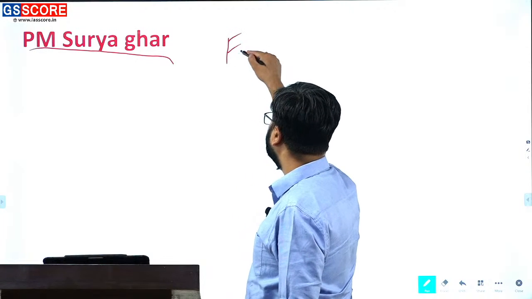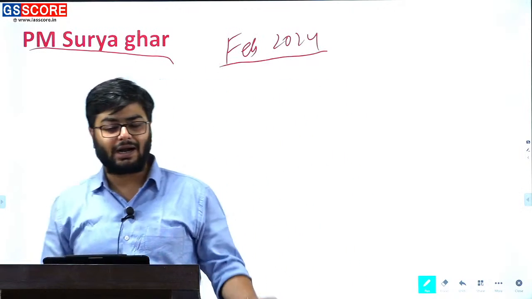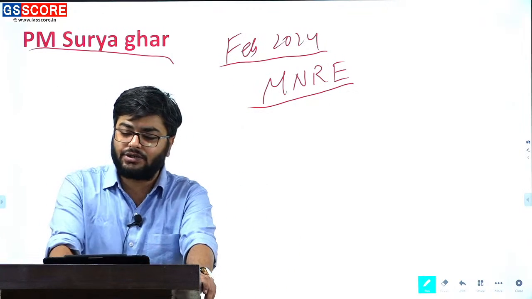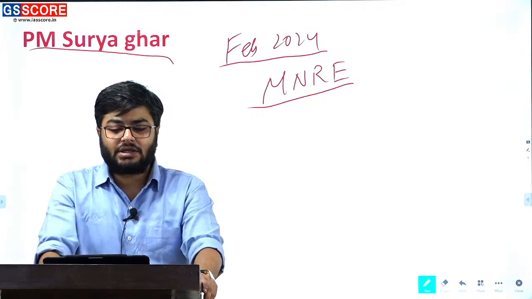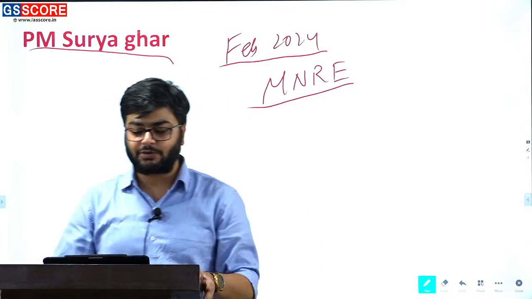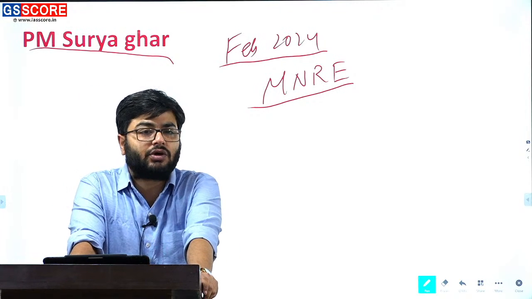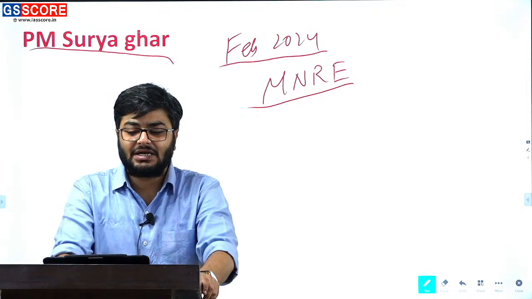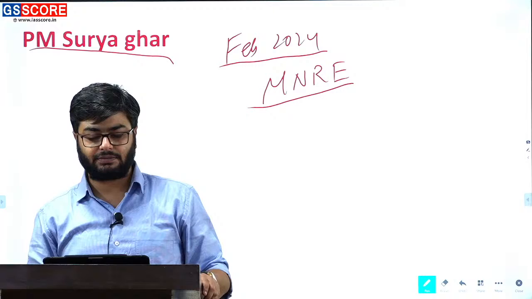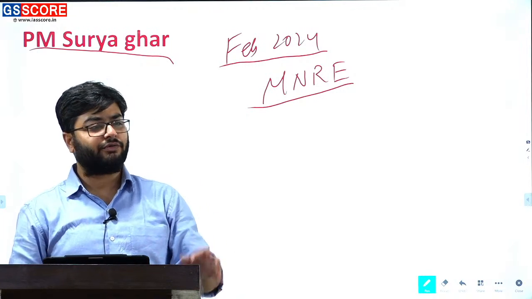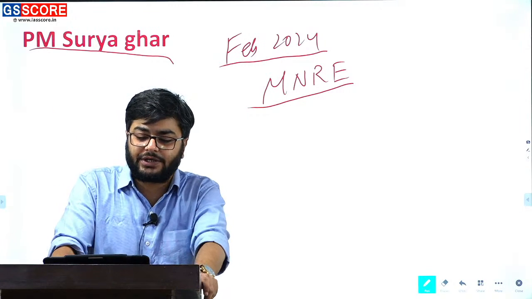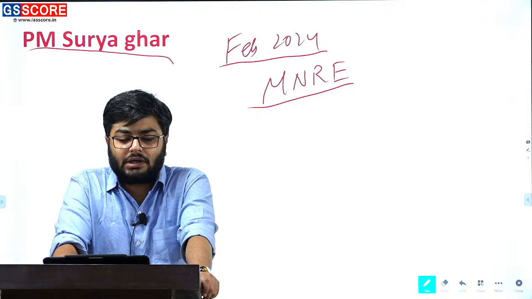Fairly recent, Feb 2024, again Ministry of New and Renewable Energy, and the idea is solar energy adoption in the residential household through rooftop solar installation. It will bring in both energy self-sufficiency as well as citizens' participation. So we are targeting residential households, not industrial or commercial units. Free units, 300 units per month, right.